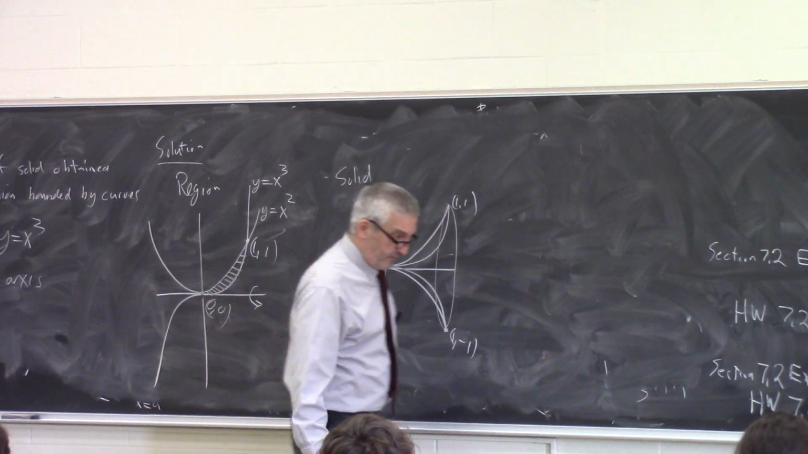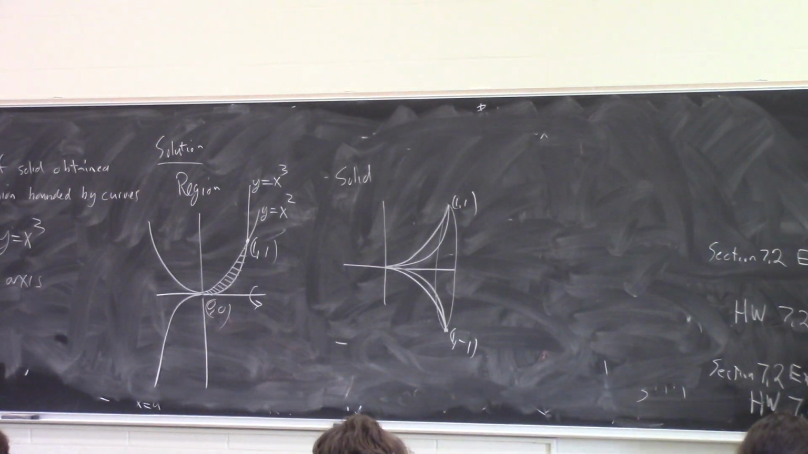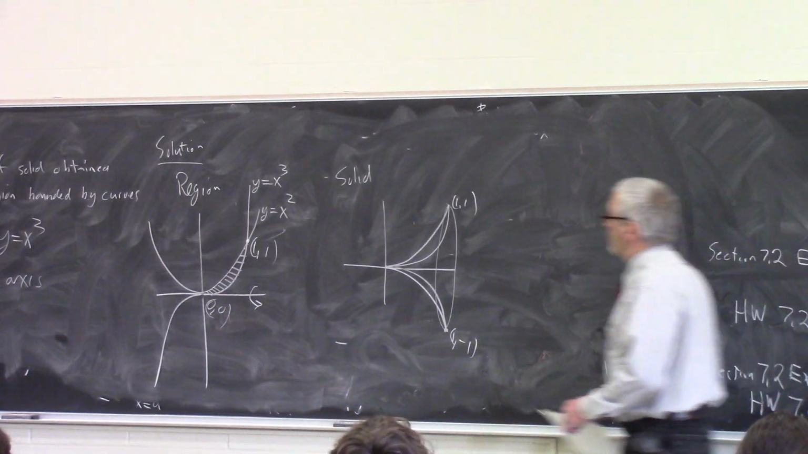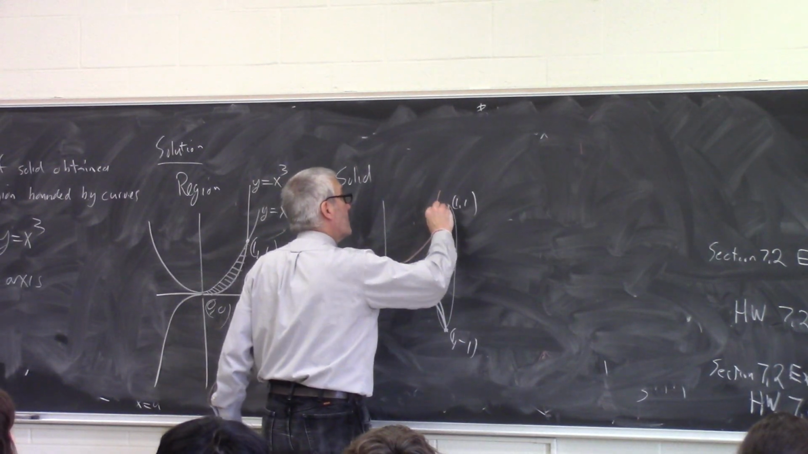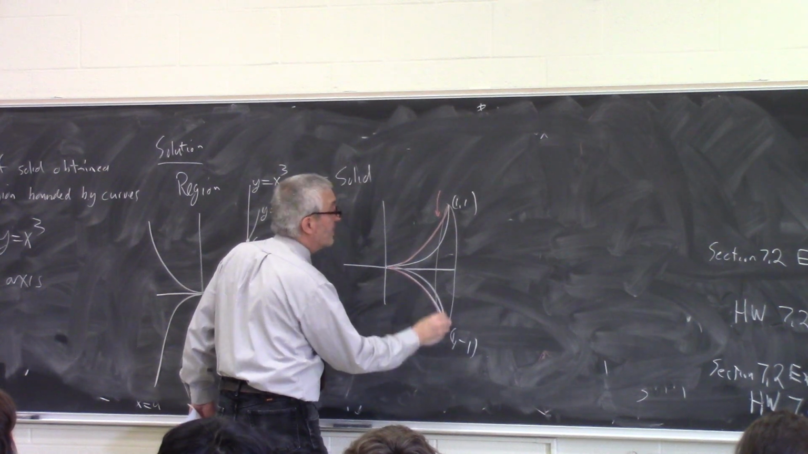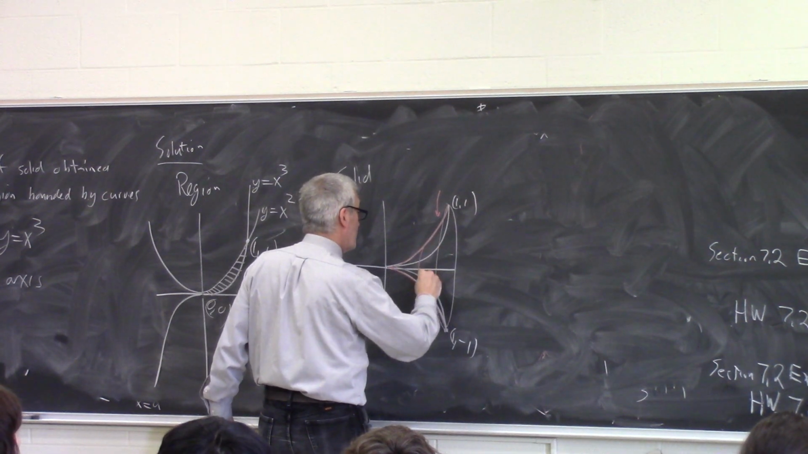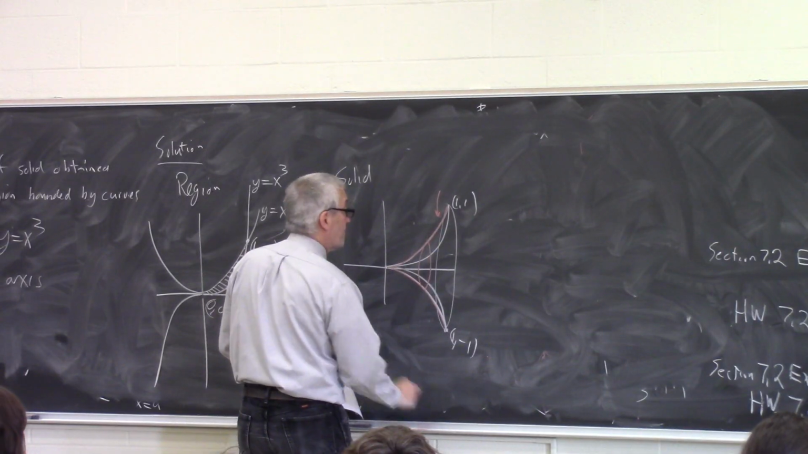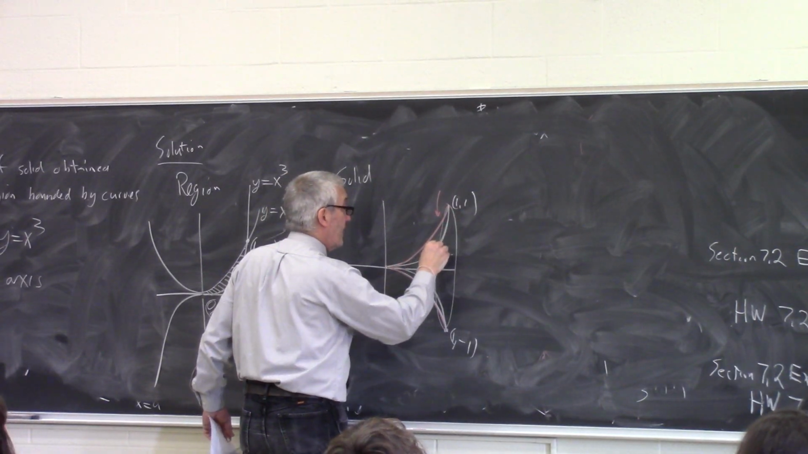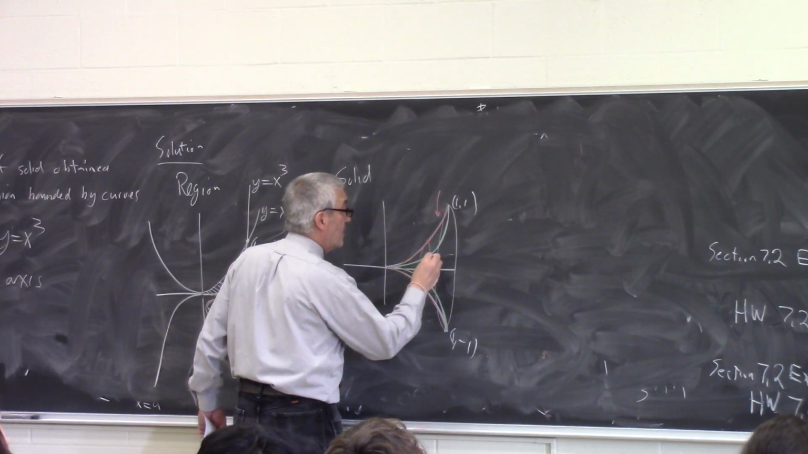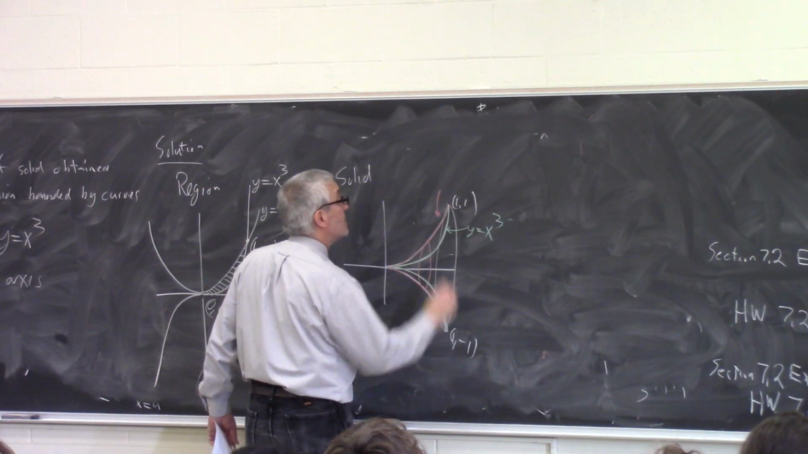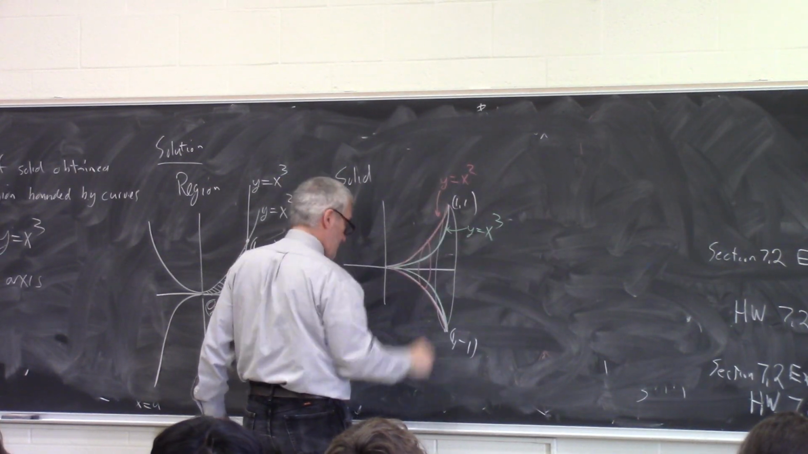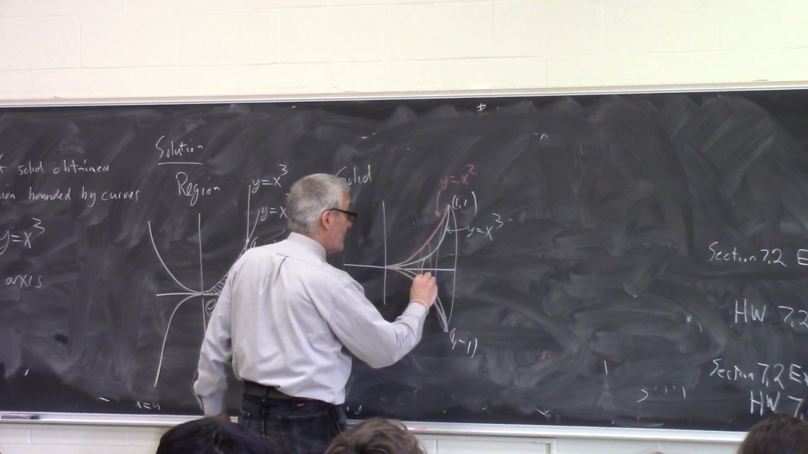Well, let's see. When I slice through this, the red y equals x squared graph is going to give me a circle, and the green y equals x cubed graph is also going to give me a circle. So the green circle is going to be sitting inside of that red circle.